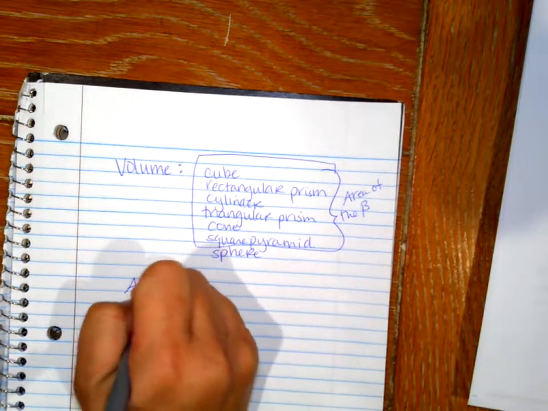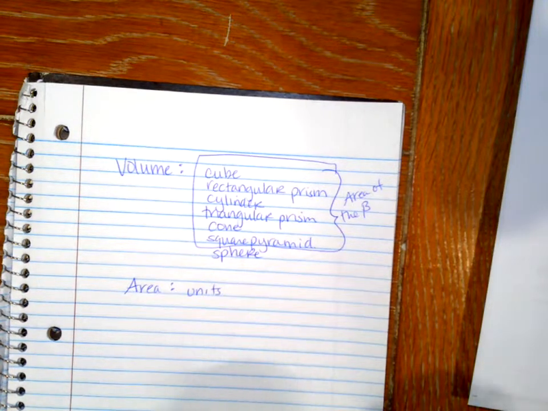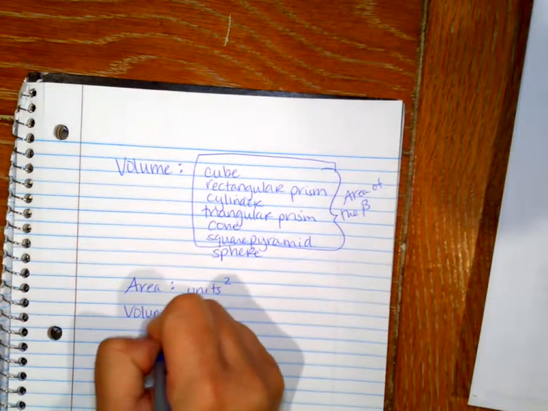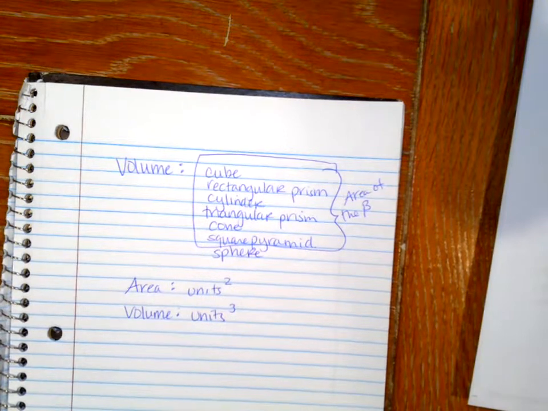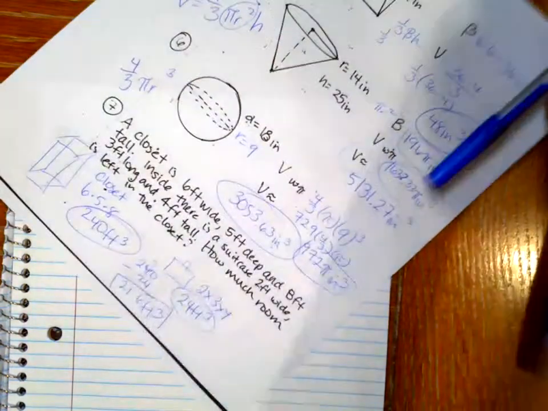Remember, anything for area is going to be whatever your units are, so inches, centimeters, meters, squared. For volume, units cubed. Can we do a problem with the sphere? Yeah, you're only doing volume. It's like this one right here.